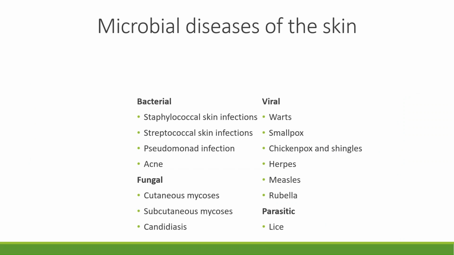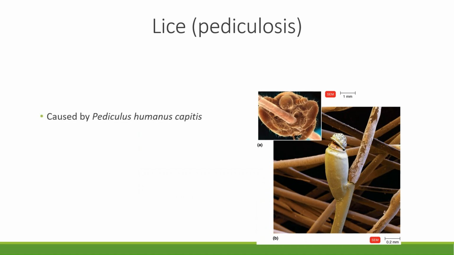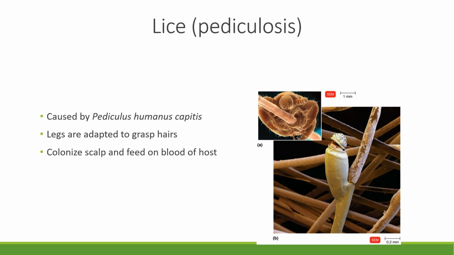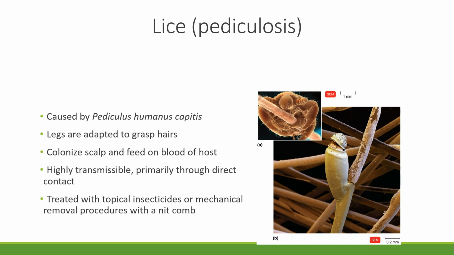We have one final group of microbial organisms that causes diseases of the skin, and that is the parasitic organisms, namely lice. Lice are a specific microbe called Pediculus humanus capitis, and these insects have legs that are adapted quite well to their environment. As you can see in figure A, they have legs for grasping onto the hairs of humans, and they colonize the scalp and they feed on blood. Now, they are highly transmissible, and they're primarily transmitted through direct contact, and they can be easily treated with topical insecticides and/or mechanical removal procedures that use something called a nit comb.